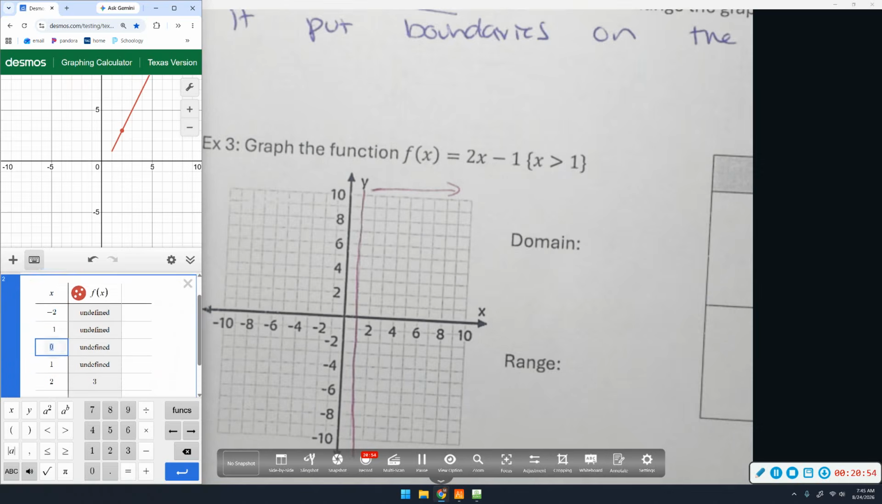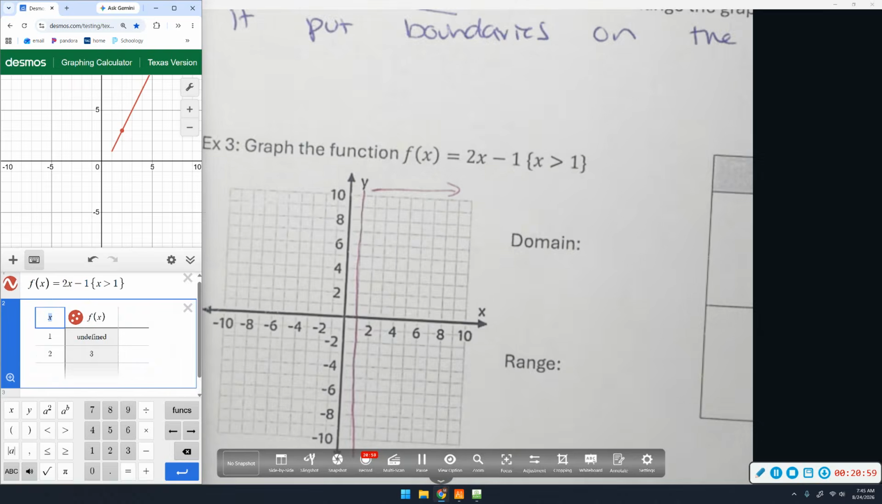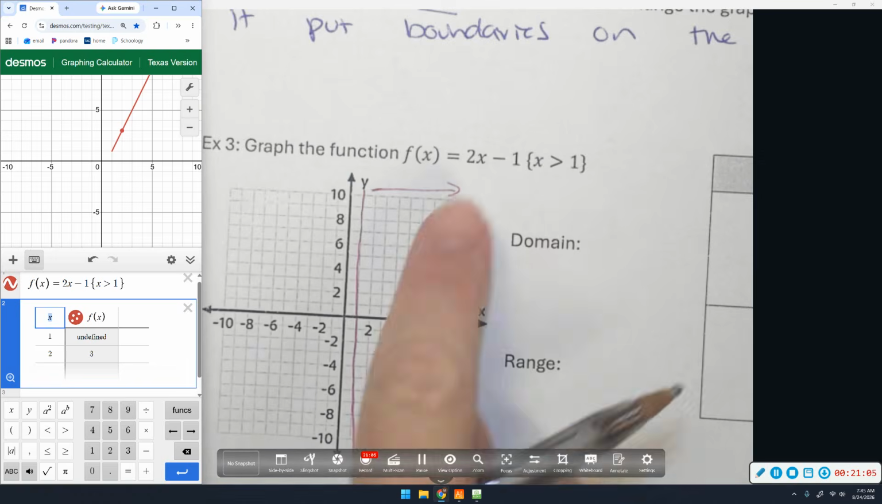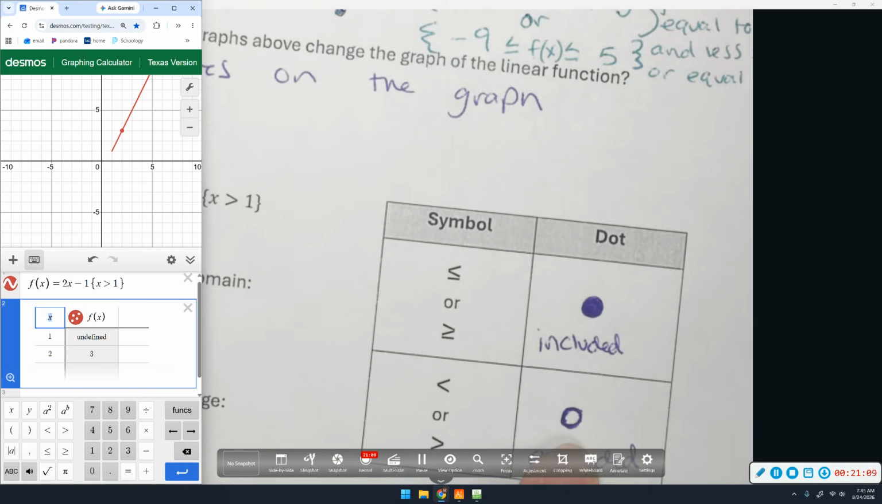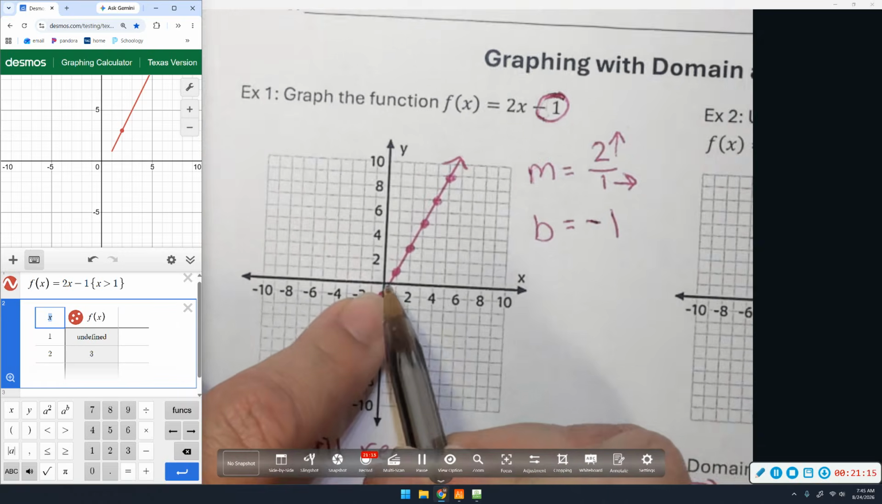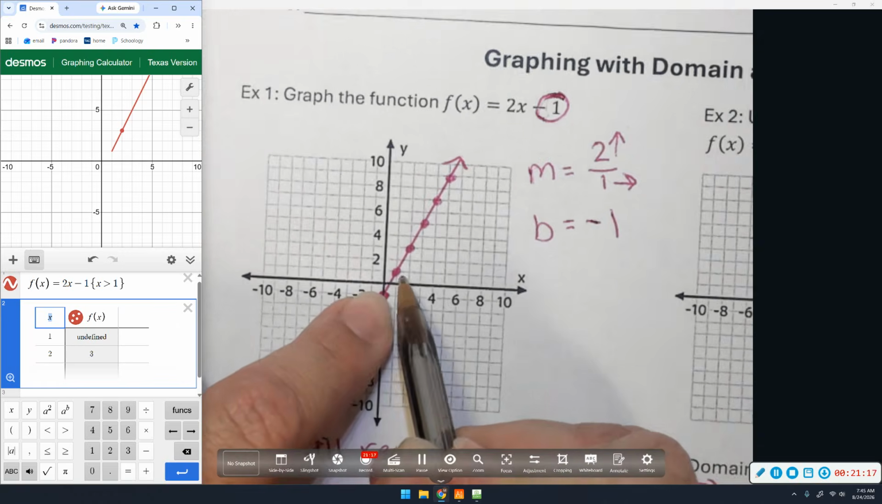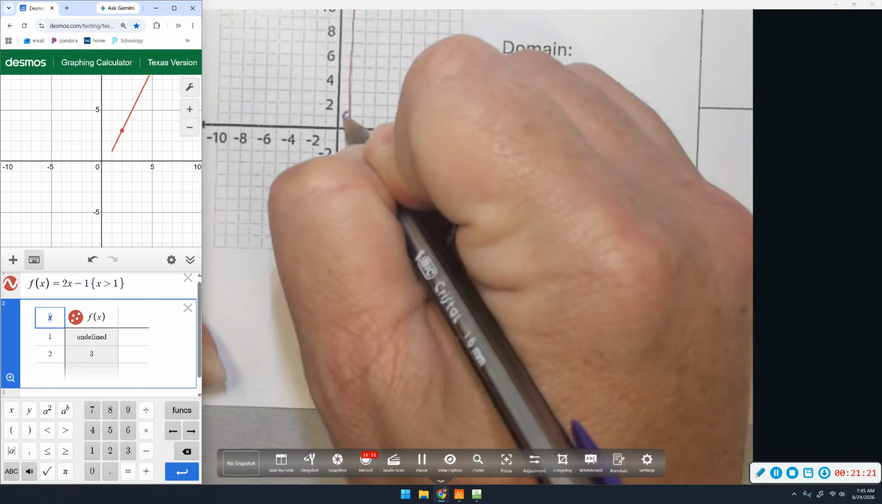Do you see, because it said x starts at 1, what does it say? Undefined, because what kind of dot am I going to use there? Where it started. An open dot. So, looking at this graph, what point is it at 1? Isn't it just 1, 1? So guess what? We're going to put an open dot at 1, 1.